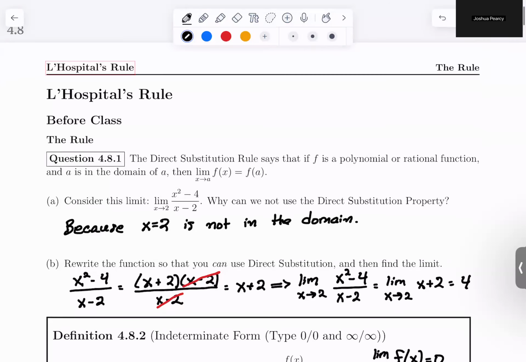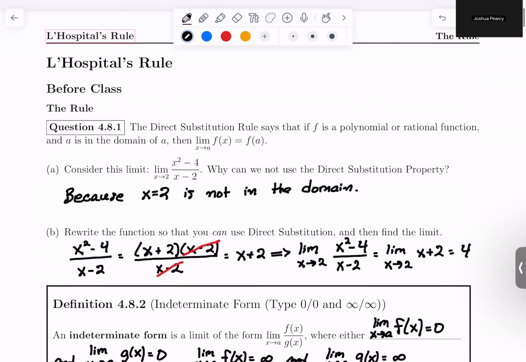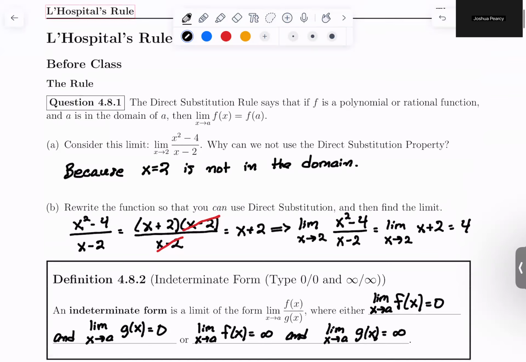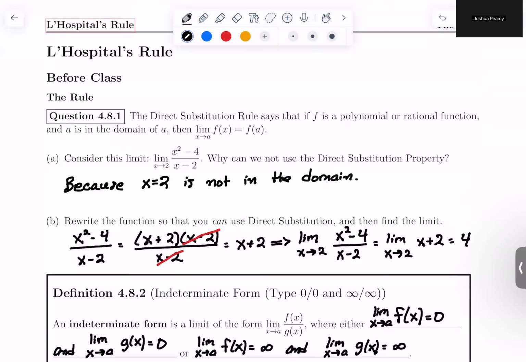Hey everyone, just wanted to make a quick video over section 4.8. So this is about L'Hopital's rule. We talked about it a little bit during the review session, how it can be used. So here I'm going to go a little bit more in detail in this section. It starts out by giving a little example.